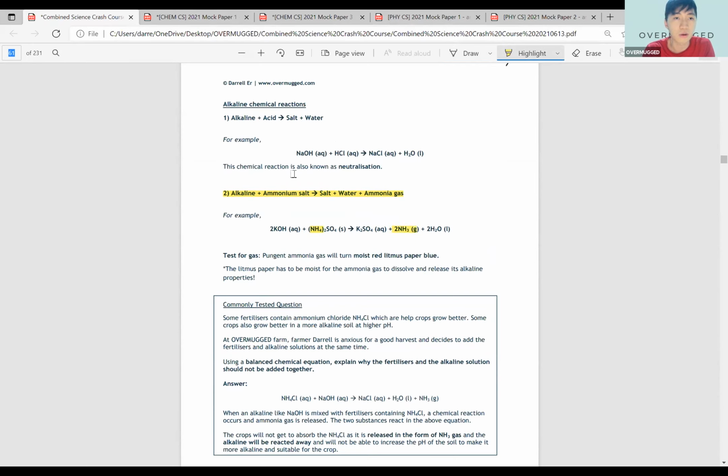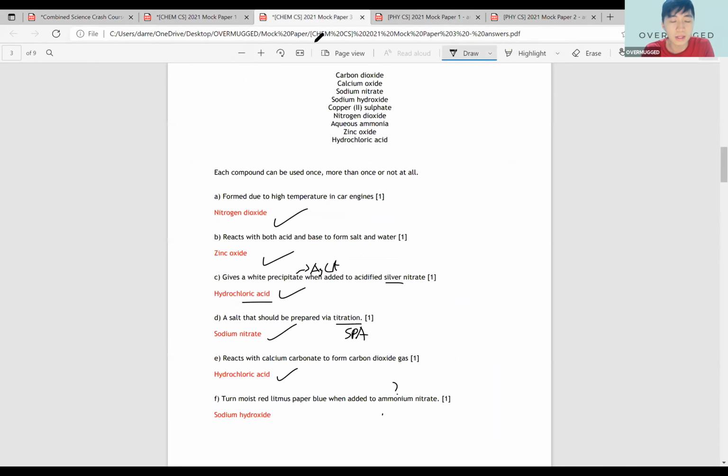So the question here is asking us, what can turn my litmus paper red to blue? You need ammonia gas. So what can I react with ammonium nitrate? I need to react it with a strong alkali. If you write aqueous ammonia, you will not get a mark because you need a strong alkali for this to happen. All right?